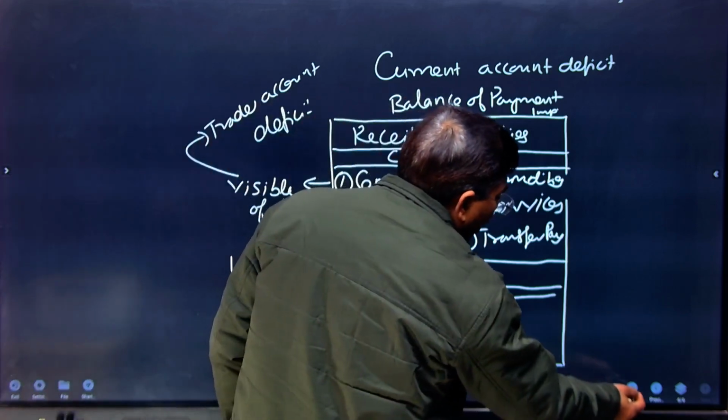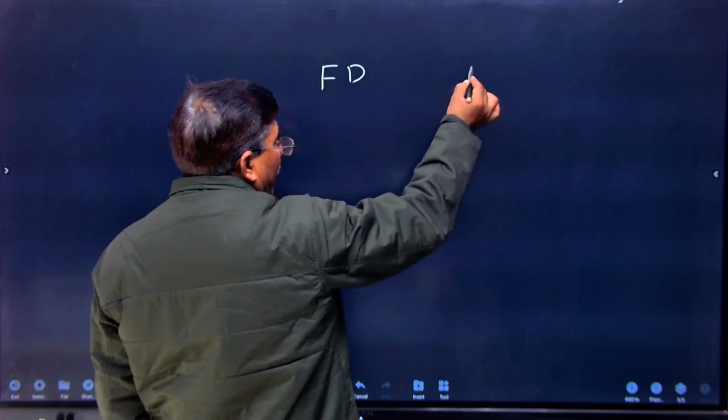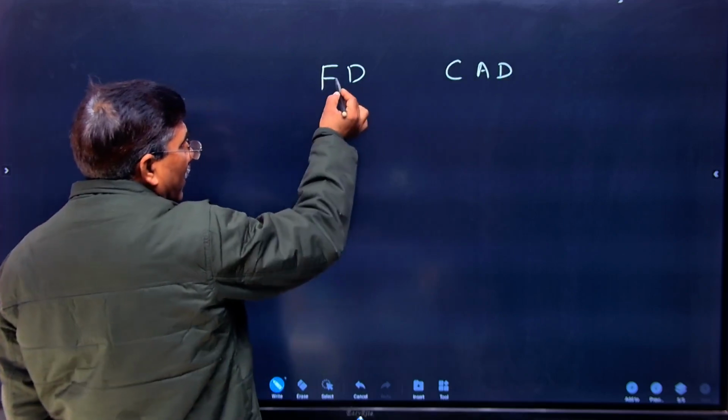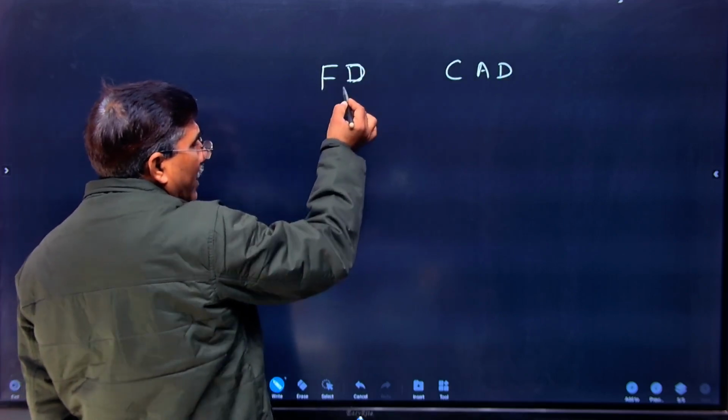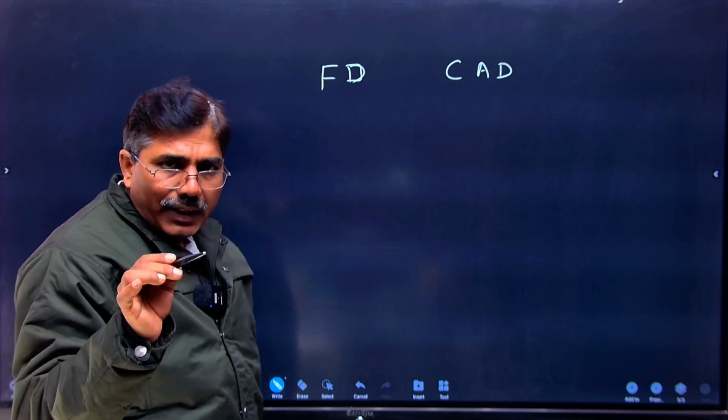Now you are clear about the two concepts: what is fiscal deficit and what is current account deficit. Now consider why these two deficits are known as what? That is the twin deficit.